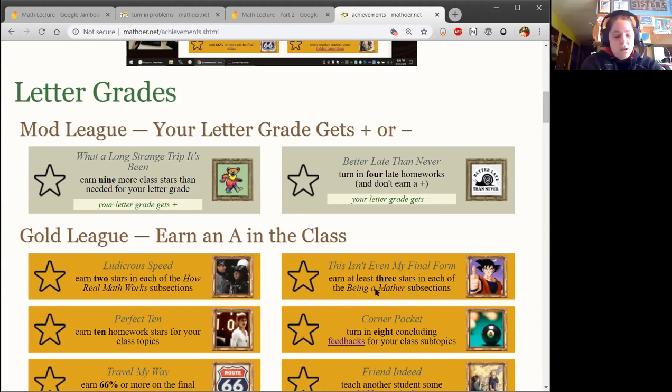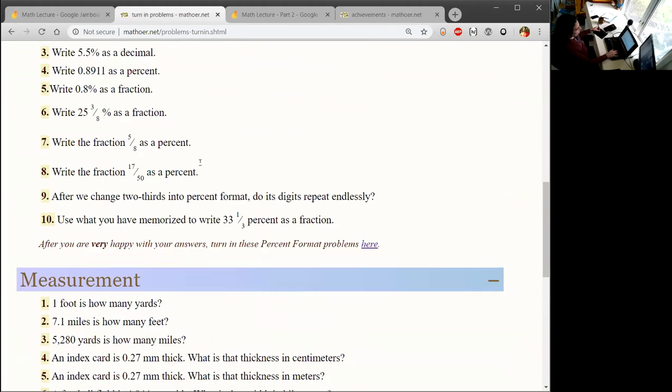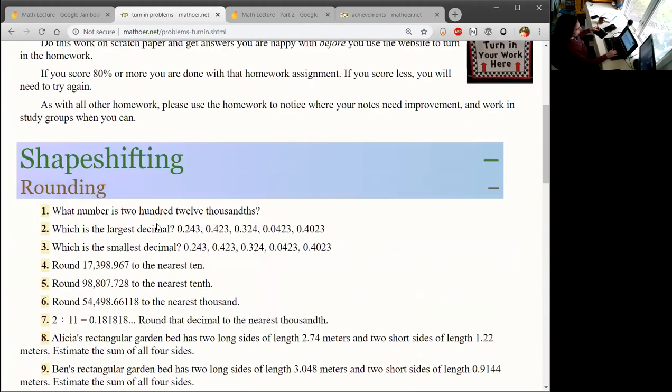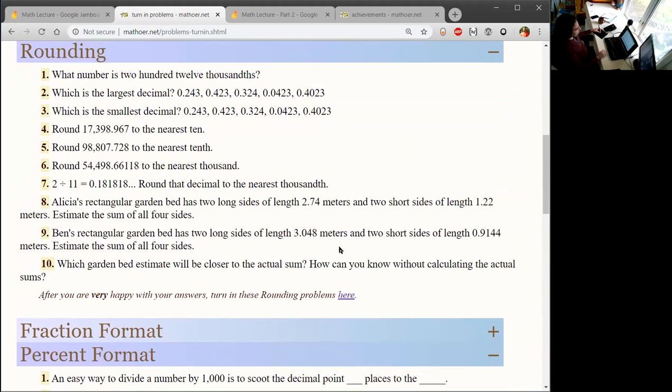So are we turning in the homework that is from our books, or the homework that's on the computer? The computer homework, the one that says shape-shifting, rounding, these 10 problems where you click here and get a code. Because everything in your book, you have the answers to. It's all odd numbered. So that's just there for you to practice. If it's good, keep doing it. If it's boring, you're done. Try and turn things in.